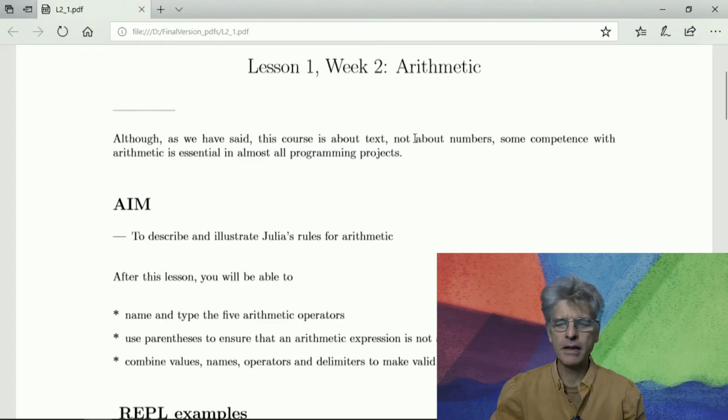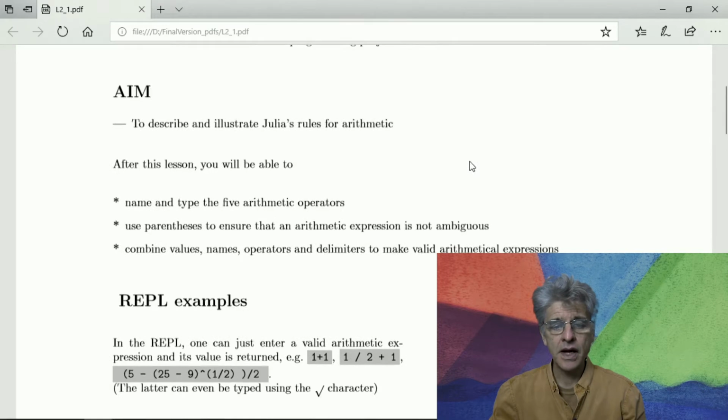Hi, welcome to lesson one of week two of Julia Programming for Nervous Beginners, in which we talk about arithmetic. This course is about text, not really about number crunching, but you really do need some competence with arithmetic because it happens in almost all programming projects. So our aim is just to illustrate and describe Julia's rules for arithmetic.